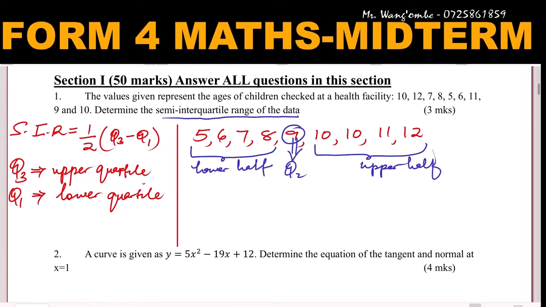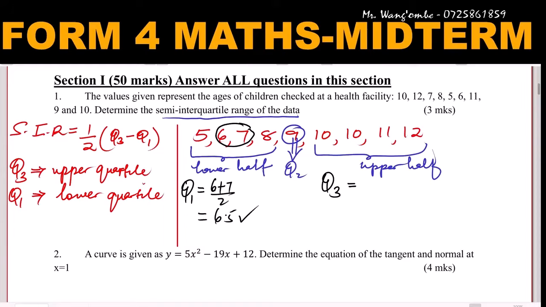Now Q1 is the median of the lower half. How do you get the median of the lower half? To get the median of 5, 6, 7, and 8, you need to get the average of the middle two. So Q1 will be given by the average of 6 and 7, that is 6 plus 7 over 2, which gives 13 divided by 2, and you get 6.5. That is Q1. Then Q3 is the median of the upper half.